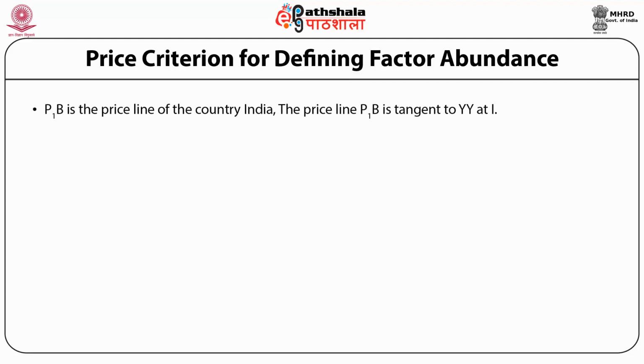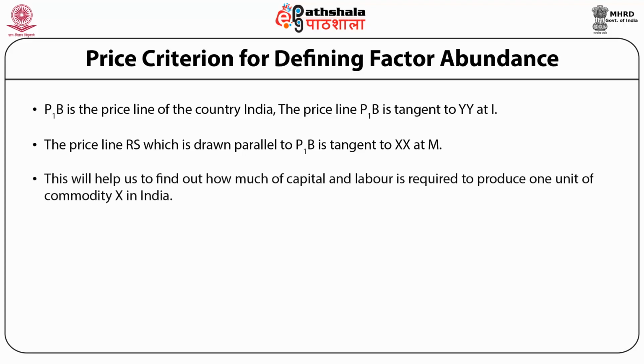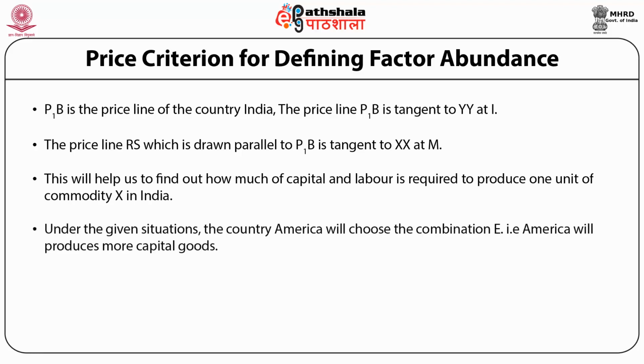P1B is the price line of the country India. The price line P1B is tangent to YY at the point I. The price line RS, which is drawn parallel to P1B, is tangent to XX at point M. This will help us to find out how much of capital and labor is required to produce 1 unit of commodity in India. Under these given situations, the country America will choose the combination of E.